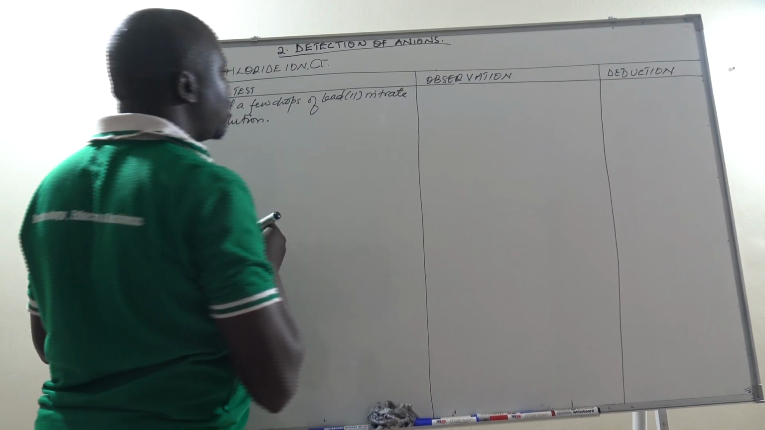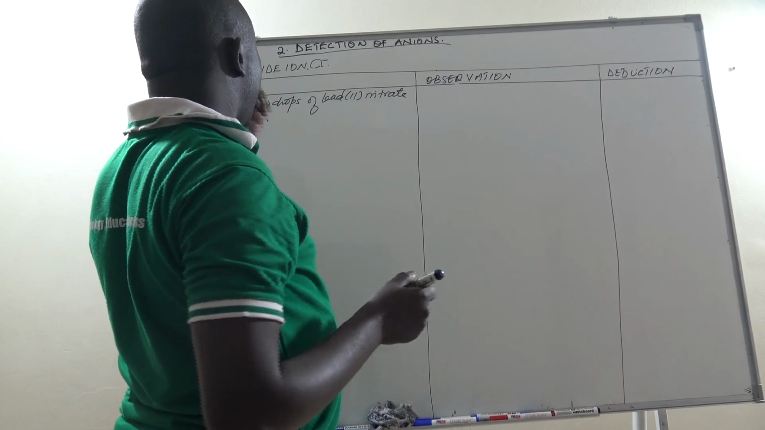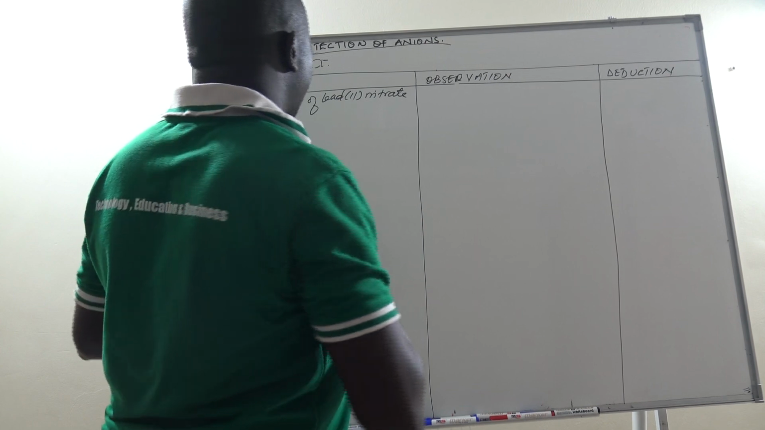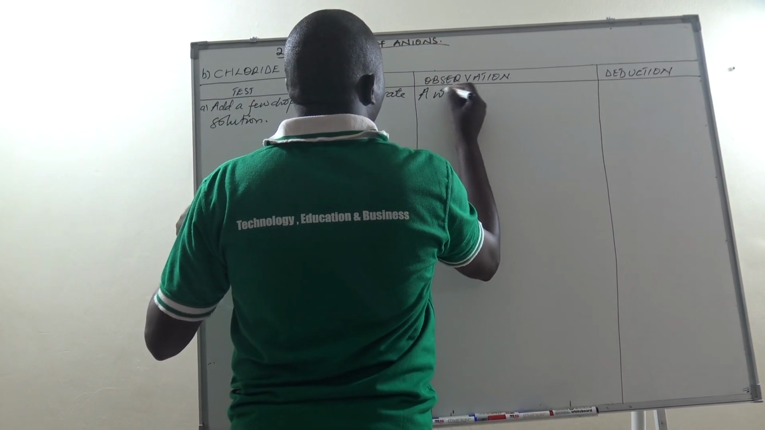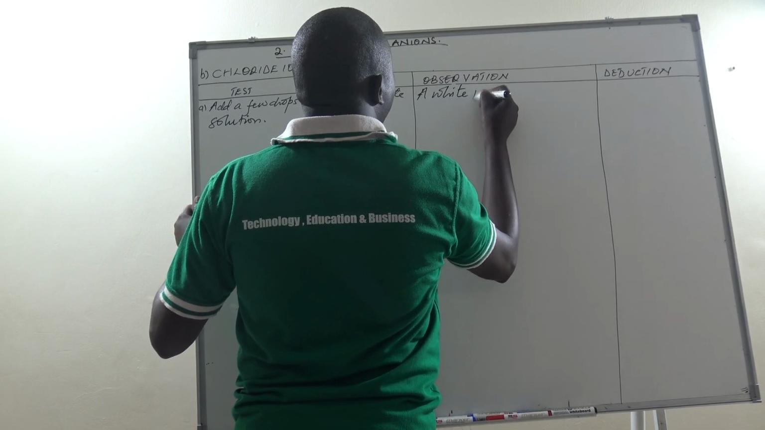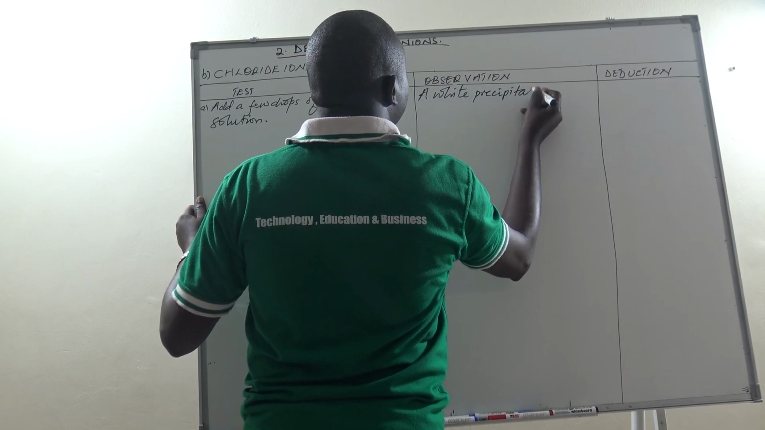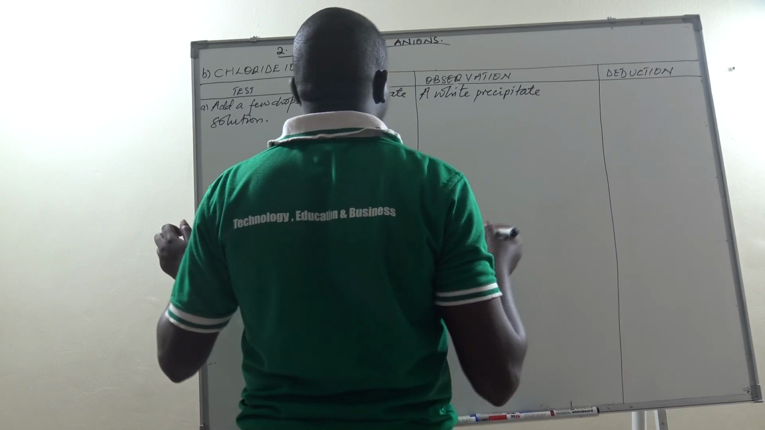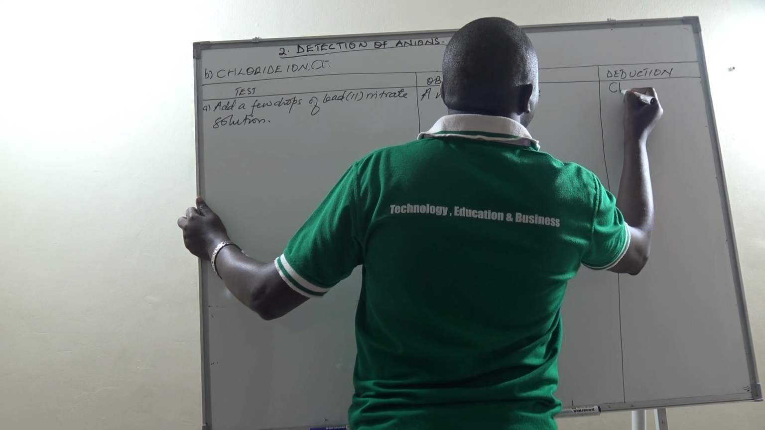So lead(II) nitrate solution will provide the lead(II) ion that combines with the chloride ion to form lead(II) chloride, which is also an insoluble salt. So it will be formed as a white precipitate. We shall get a white precipitate of lead(II) chloride, and this shows that there is chloride ion.